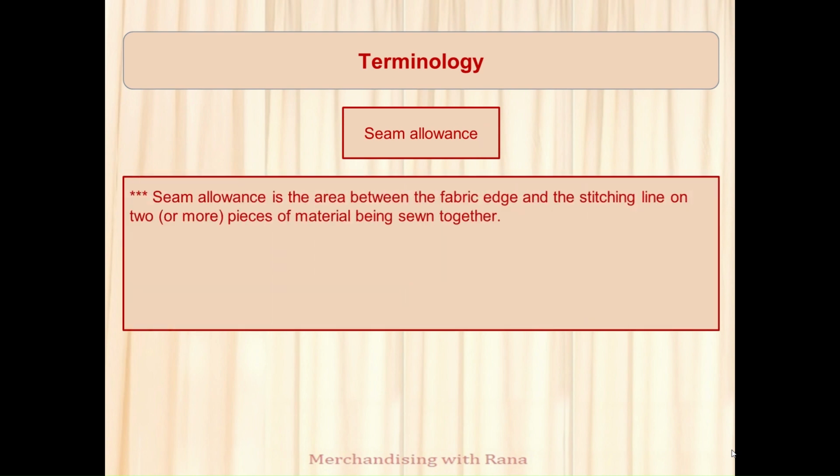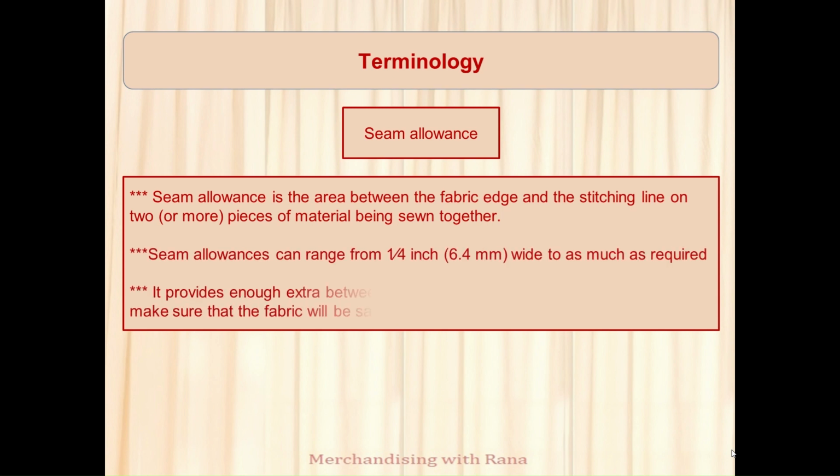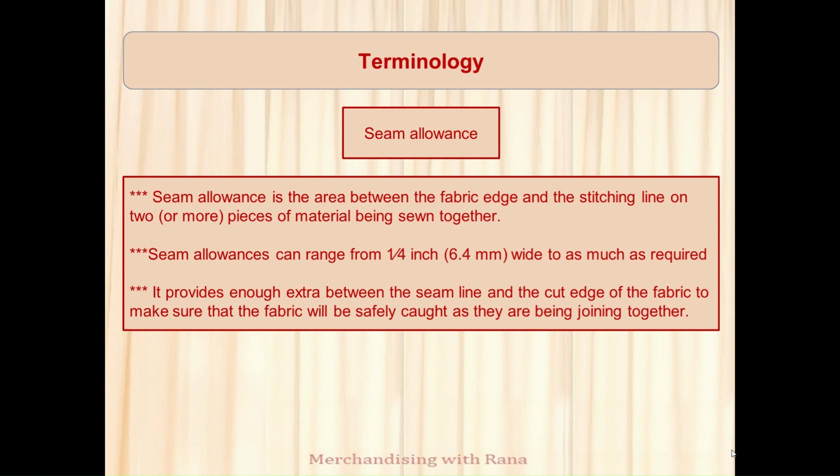Seam allowance is the area between the fabric edge and the stitching line on two or more pieces of material being sewn together. Seam allowance can range from 1/4 inch or 6.4 millimeter to as much as required as per the style or product. It provides enough extra support between the seam line and the cutting edge of the fabric to make sure that the fabric will be safely cut as the pieces are being joined together.